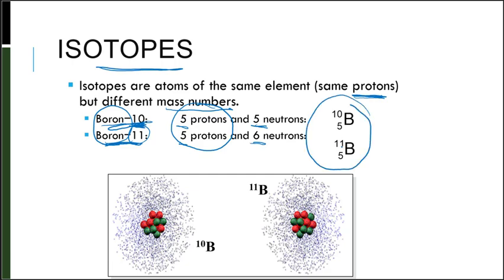Here's another way to show that notation. That just tells me that boron-10 has 10 things in the nucleus: 5 protons, 5 neutrons. Boron-11 has 11 things in the nucleus: 5 protons, 6 neutrons. So this nucleus is heavier.